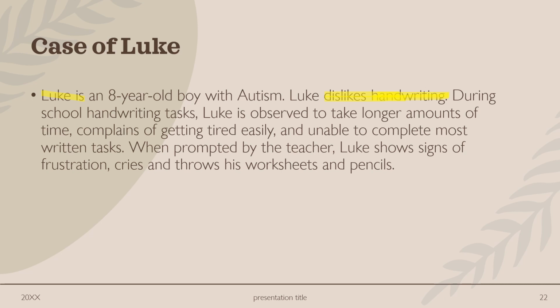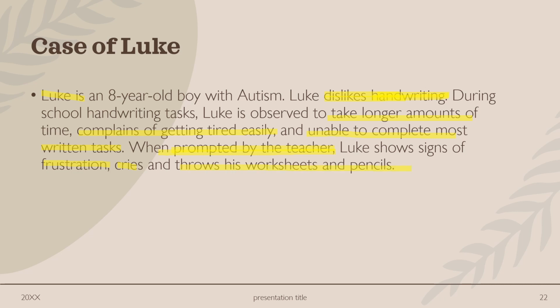Or how do we know that he doesn't like it? So we watch him, we're observing him. He takes longer amounts of time. He complains of getting tired, and he's unable to complete most written tasks. Okay. Then the teacher comes in and pushes him, or presses him for mastery. And when that press goes on, he shows signs of frustration, crying, and throwing his worksheets and pencils.